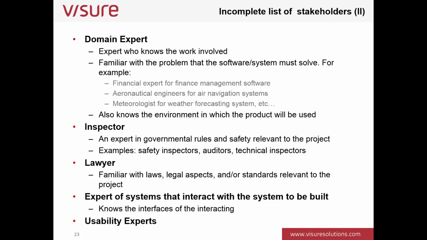Also, experts of systems that must interact with the system that I'm going to build, because they are going to give me requirements in order to integrate those two systems. Usability experts are also going to give me some hints when building my system, making it more user-friendly and things like that. As I mentioned before, this is just an incomplete list of stakeholders. There are many more, and depending on the organization, you may have already identified some stakeholders that you are always using in your company.